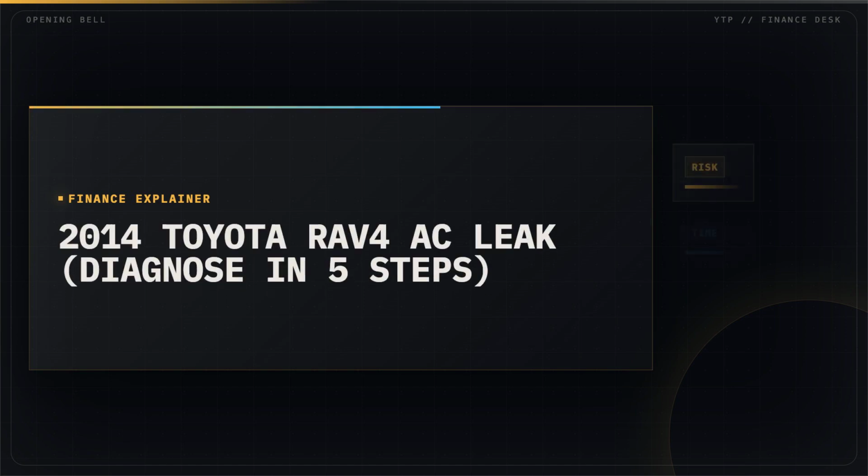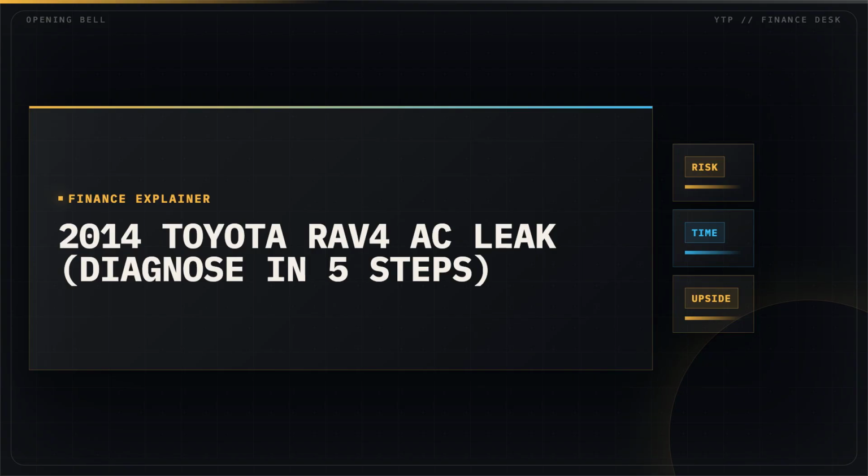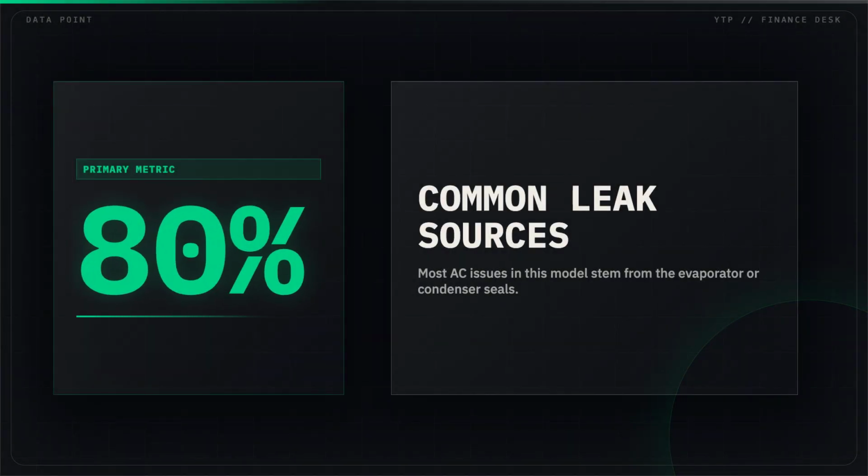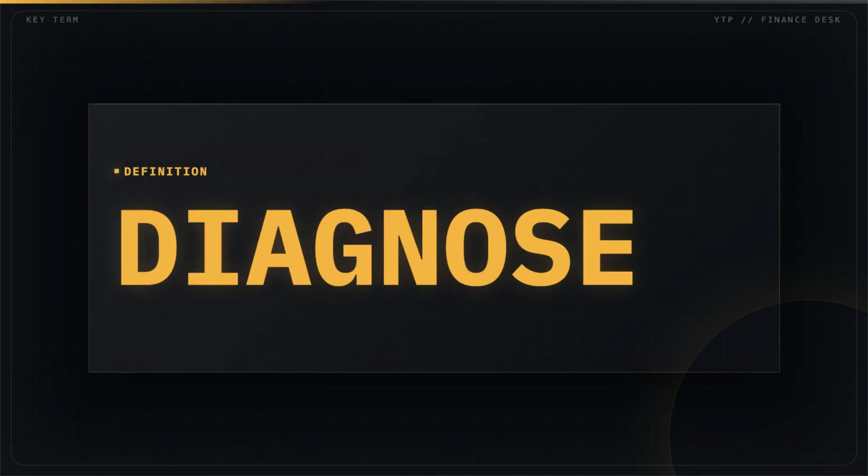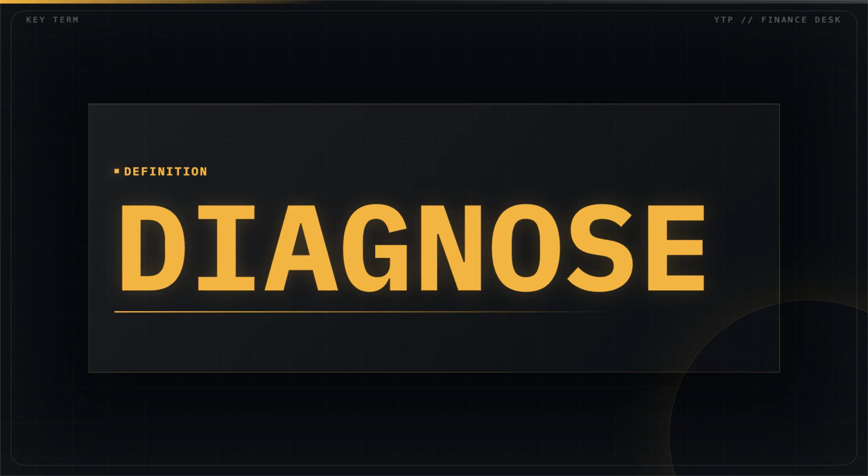Is your 2014 Toyota RAV4 blowing warm air or leaking fluid beneath the dash? About 80% of AC leaks in this generation of RAV4 are traced to the evaporator core or aging O-ring seals. Let us walk through the diagnostic process to pinpoint your specific leak.